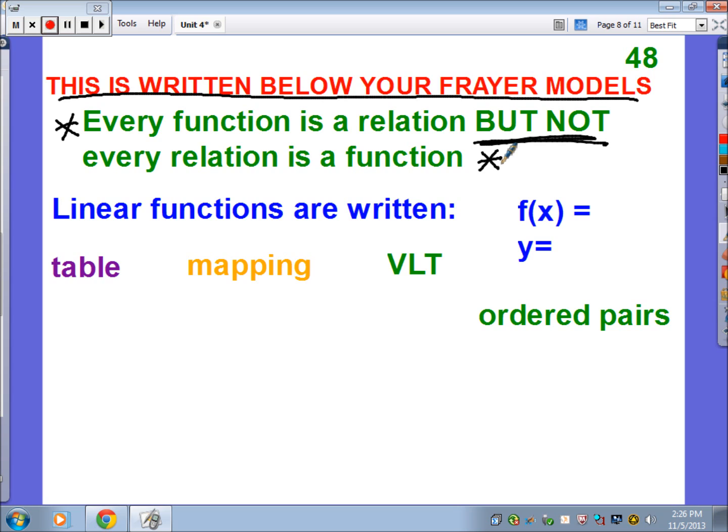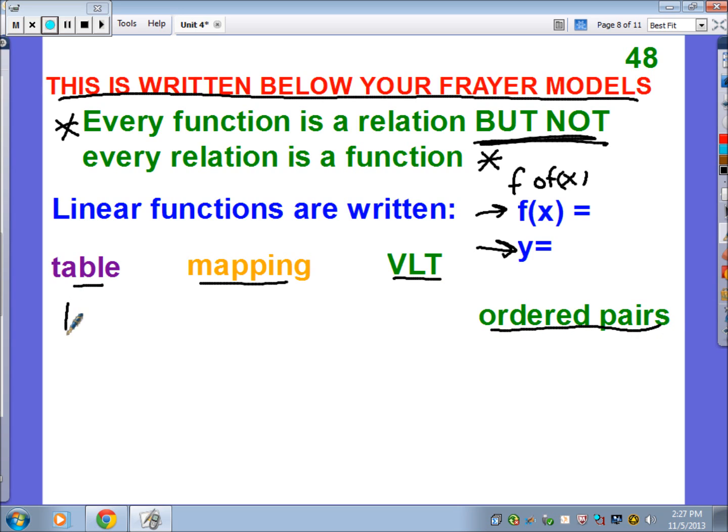Linear functions are written as f of x or y equals. We say this f of x. I know it looks like f times x. It's read f of x, the function of x. F of x is a function. We can also see functions in multiple different ways. We can see them as tables, as mapping, via the vertical line test, and as ordered pairs.